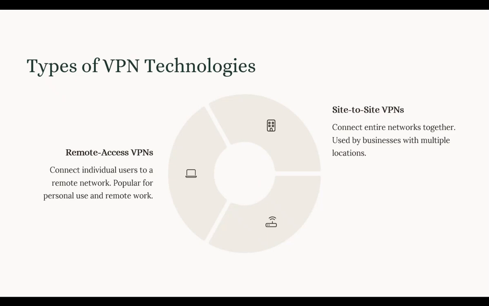Now, based on deployment, there are two types of VPNs, that is site to site and remote access VPN. Site to site VPN connects the entire network together, used by businesses with multiple locations. For example, you have an enterprise headquarter and different branches. So connecting a headquarter to a branch is site-to-site VPN. Multiple branches can be connected to the headquarter as well through site-to-site VPN.